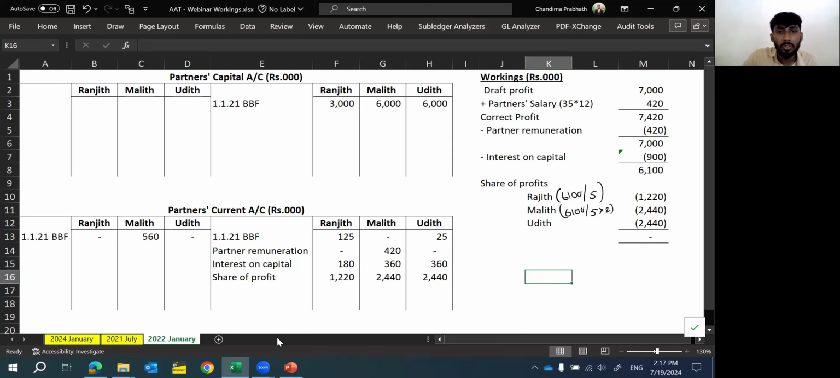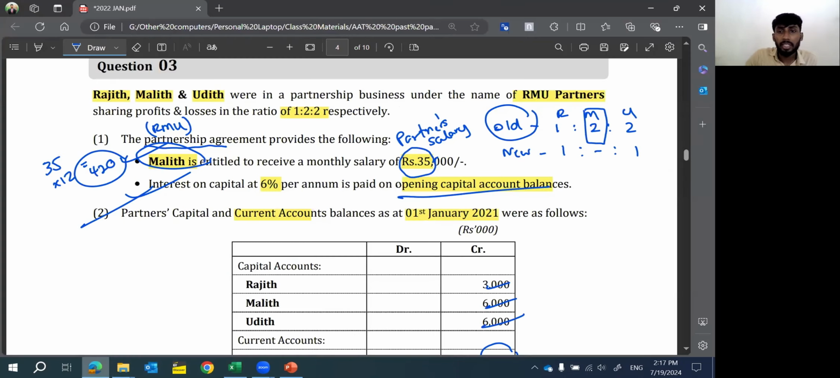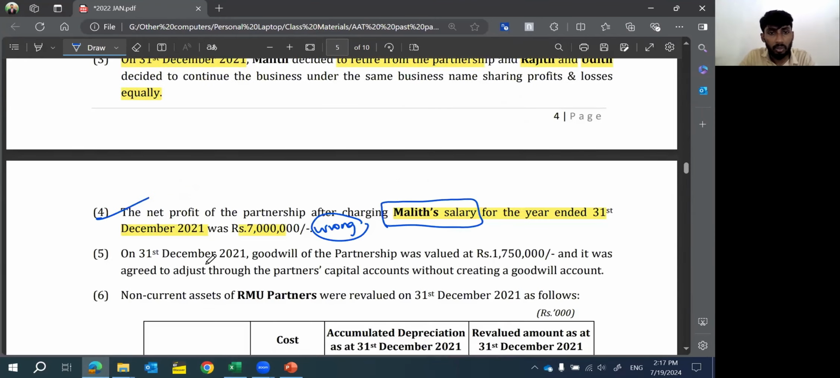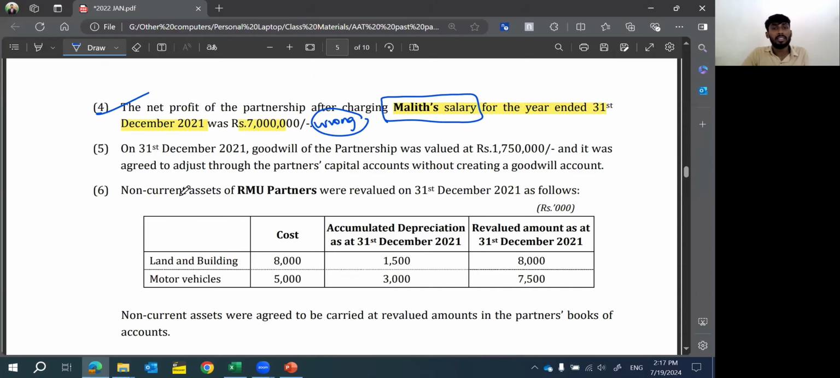Then what do we need to do? Then we need to adjust for the goodwill. Let's do that goodwill adjustment. On 31st December 2021, the goodwill of the partnership, that means the total goodwill, was valued at 1,750. It was agreed to adjust through capital accounts. So how to adjust? Debit to capital accounts at the new ratio, credit to capital accounts at the old ratio.